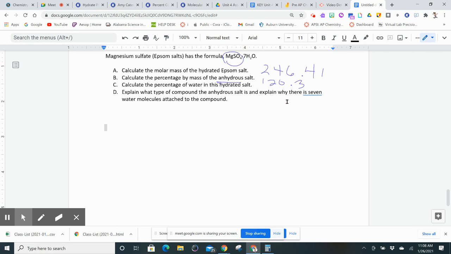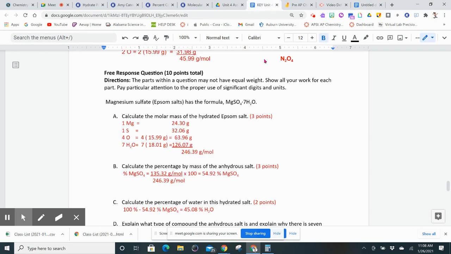So what they did, yeah, 146.4. Oh, I misread the question. It didn't say calculate the mass of the anhydrous salt. It said calculate the percent by mass of the anhydrous salt, which is what we would have been figuring out.